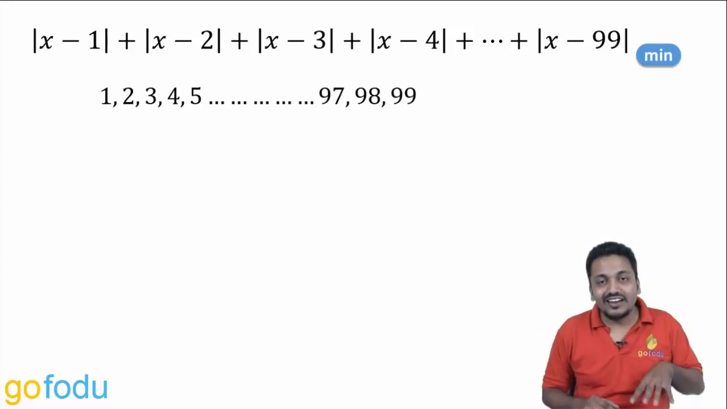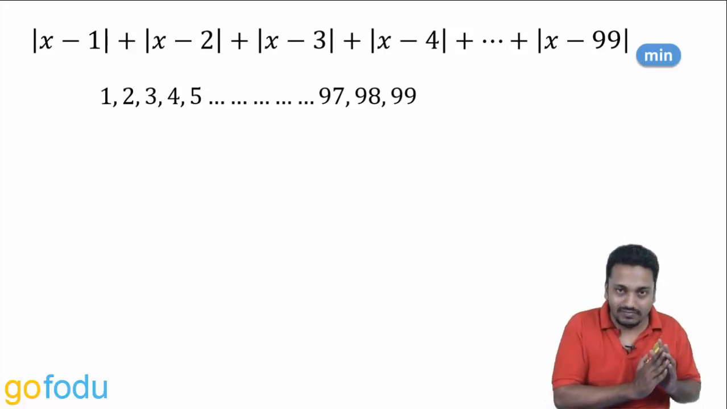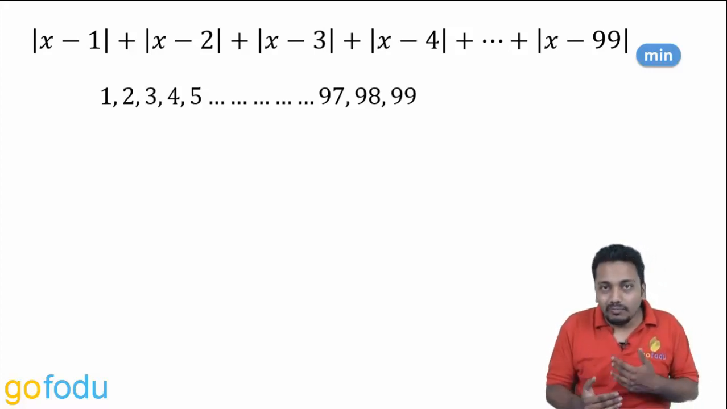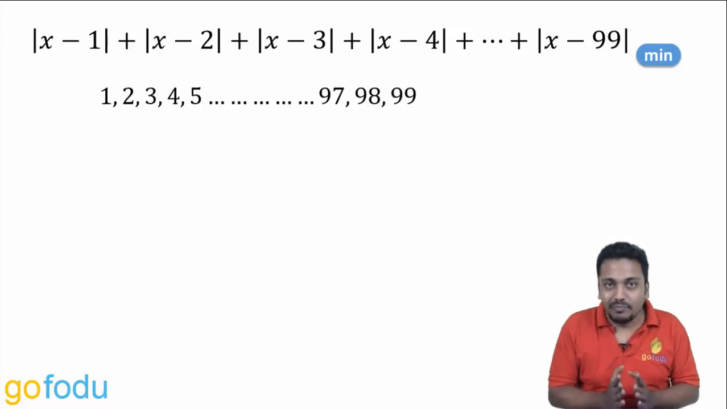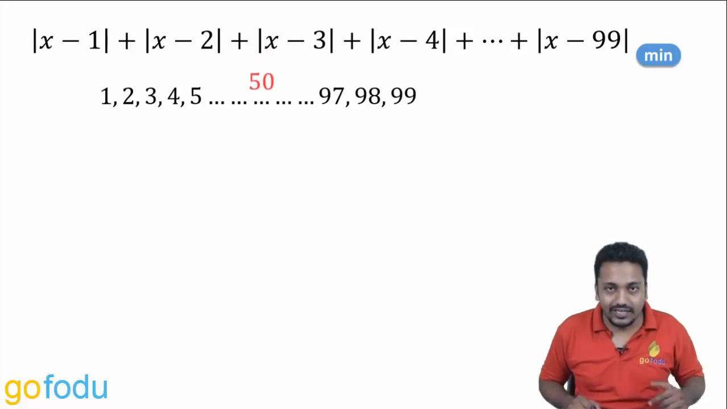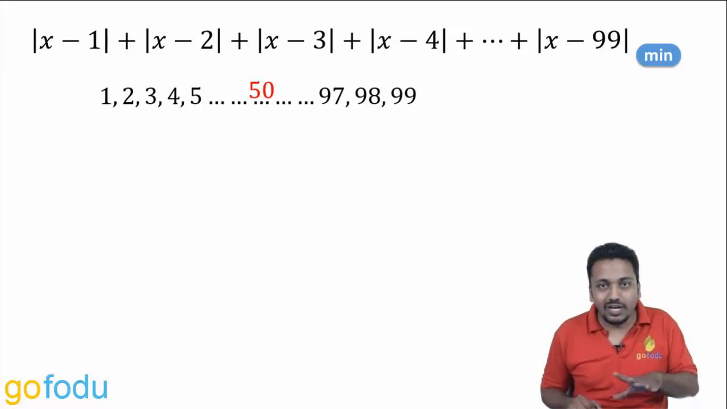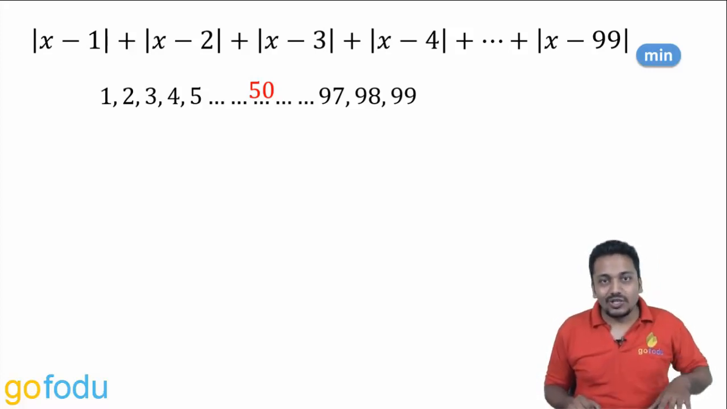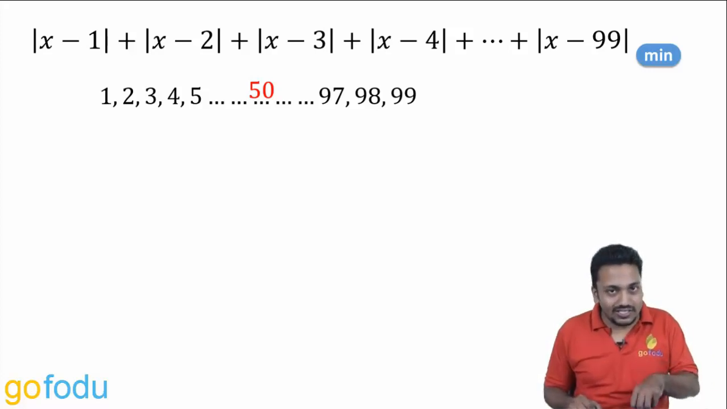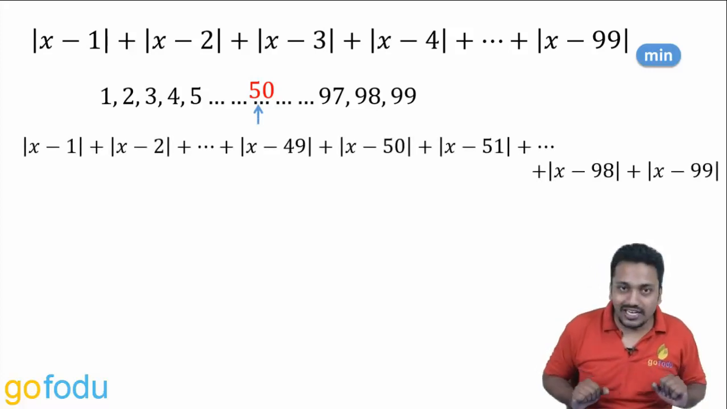So basically there are 99 friends now, each standing at point 1, 2, 3, 4, 5 and so on, right? So we have odd number of friends, 99 friends. So the middle value will be 99 plus 1 by 2, that is 50. So the point where the 50th person stands is the point where all the friends should meet for the minimum value of this expression, right? So the minimum value of this expression occurs at x is equal to 50. Now this is our original expression.